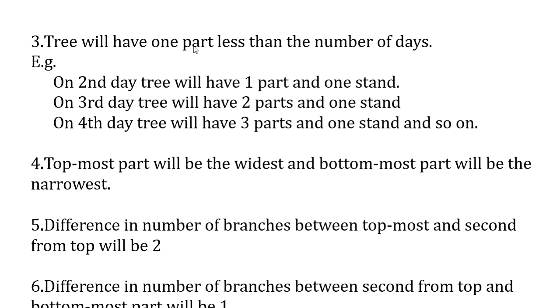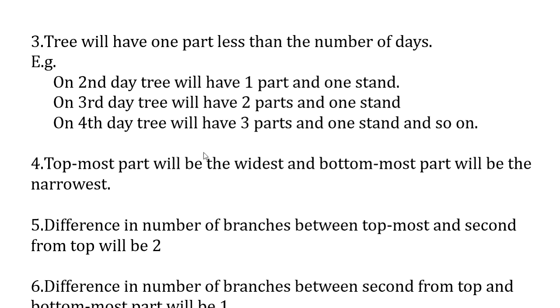The tree will have one part less than the number of days. On the second day, the tree will have one part and one stand. If the number of days is 2, the tree will have one part and one stand. If the number of days given by the user is 3, the tree will have 2 parts and one stand. If the number of days is 4, the tree will have 3 parts and one stand. So the tree will have one part less than the number of days. This is the number of days which you are going to accept from the user. Whatever your input is, your number of parts is going to be 1 less than the given input. This is your third rule.